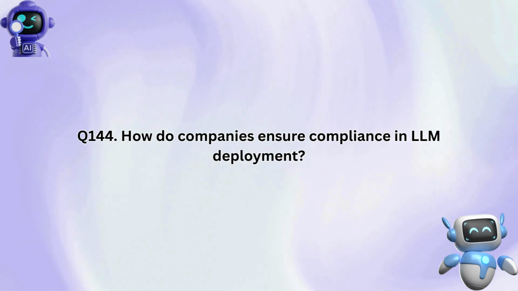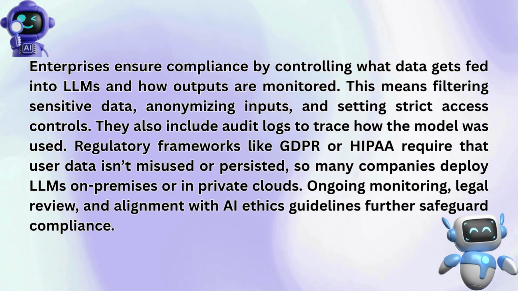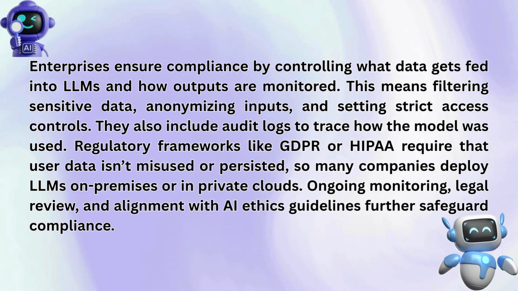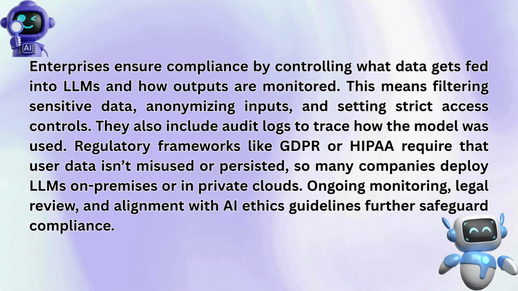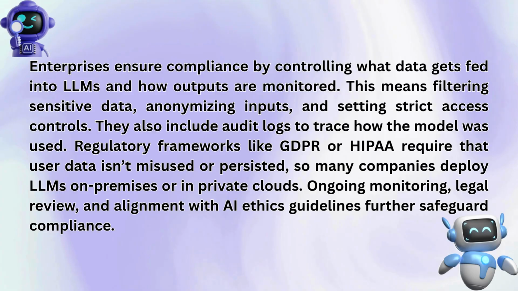How do companies ensure compliance in LLM deployment? Enterprises ensure compliance by controlling what data gets fed into LLMs and how outputs are monitored. This means filtering sensitive data, anonymizing inputs, and setting strict access controls. They also include audit logs to trace how the model was used. Regulatory frameworks like GDPR or HIPAA require that user data isn't misused or persisted. So many companies deploy LLMs on premises or in private clouds. Ongoing monitoring, legal review, and alignment with AI ethics guidelines further safeguard compliance.